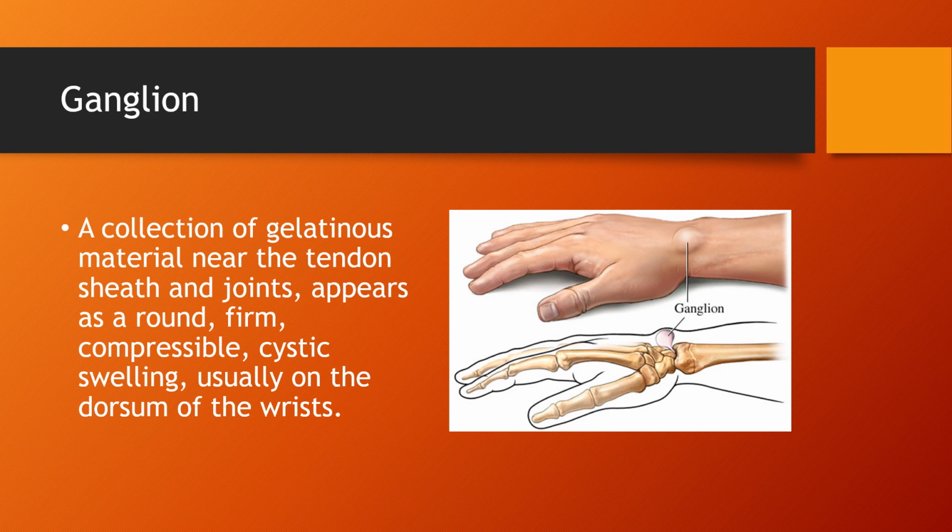Ganglion. 60 to 70% of the time, it's located at the dorsum of the wrist. It's a collection of gelatinous material near the tendon sheath and joints, and it appears as a round, firm, compressible cystic swelling, usually on the dorsum of the wrist. They usually complain of it aching, and the treatment really is to watch it. Usually it will resolve, but if not, the fluid might be aspirated, it may be injected with steroids, and maybe even possibly surgery done.